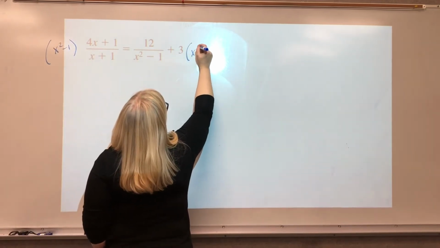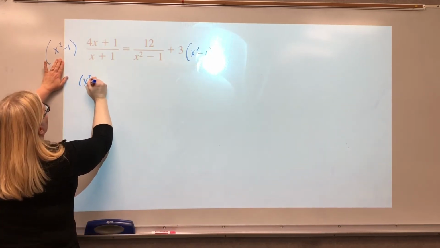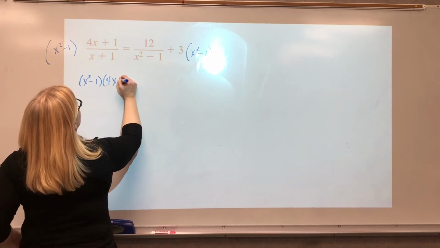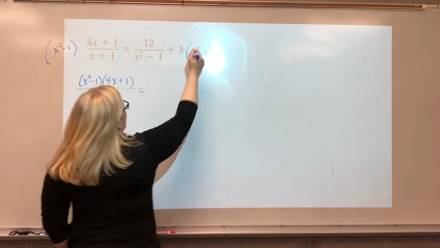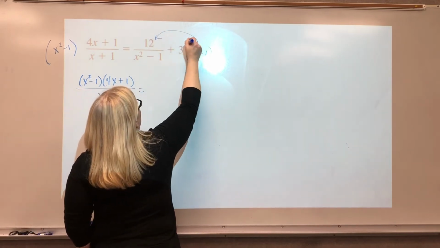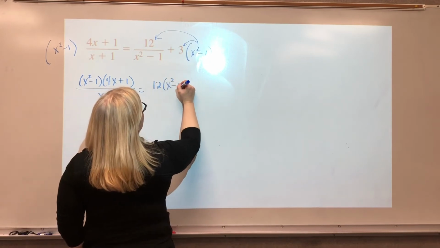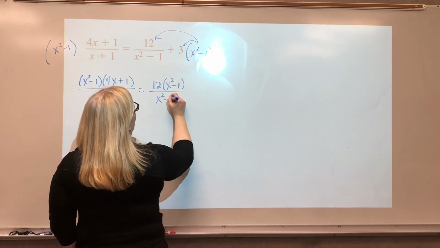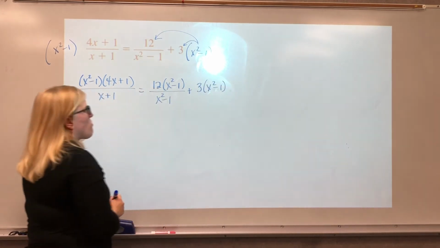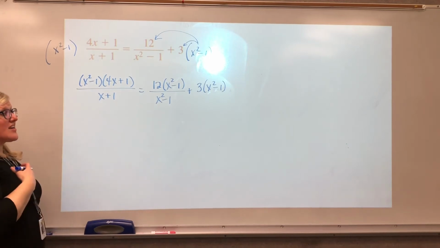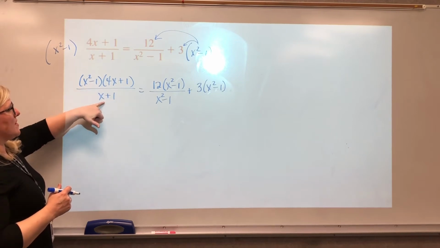This one is x squared minus 1. Okay, so this becomes x squared minus 1 times 4x plus 1 over x plus 1. And remember, this is going to distribute to both of these. So this is 12 times x squared minus 1 over x squared minus 1 plus 3 times x squared minus 1. Now I'm going to factor, at least this one, because it's going to cancel with something here.